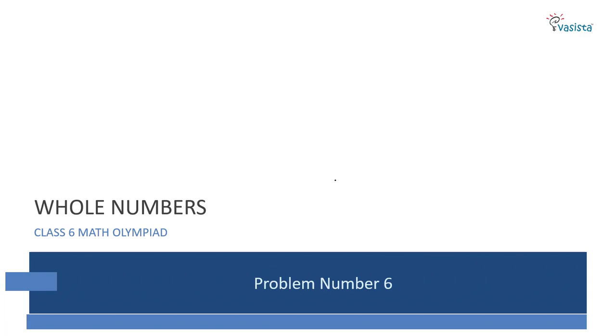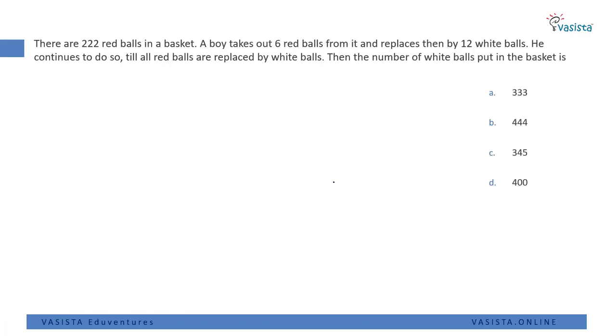Fine, let me go with problem number 6 right here. There are 222 red balls in a basket. A boy takes out 6 red balls from it and replaces them by 12 white balls. So he is going to take out 6 red balls and replace them with 12 white balls.